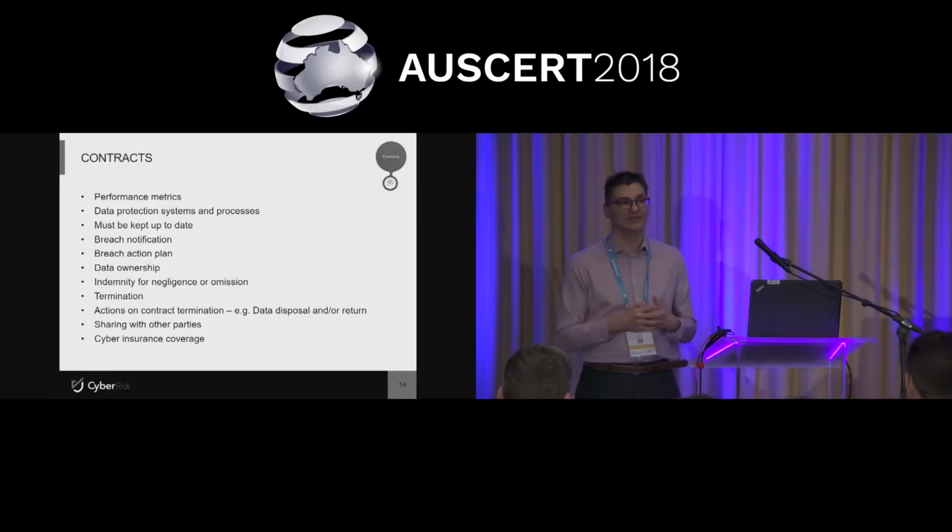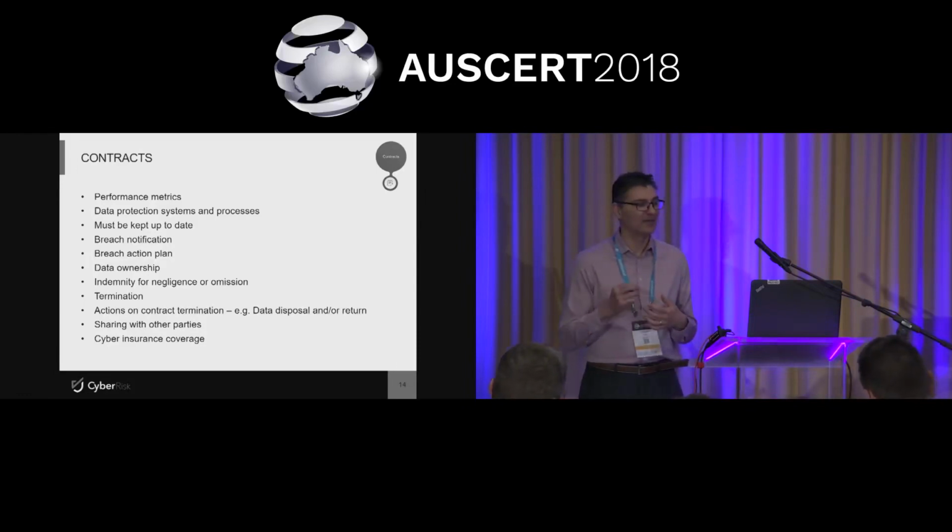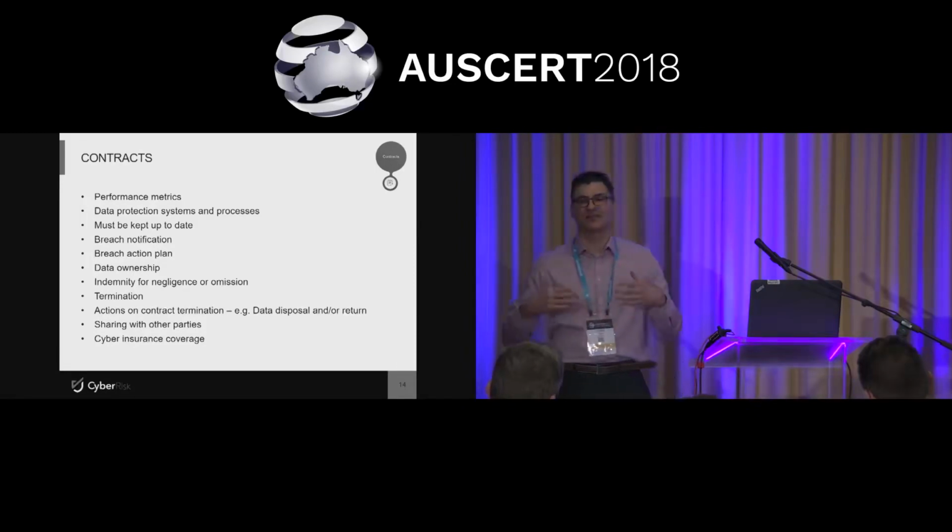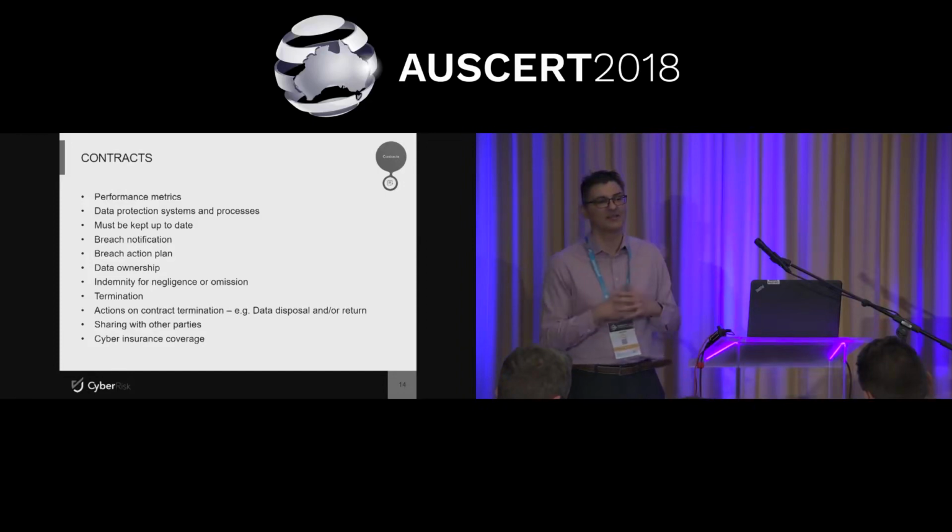How will you measure the third party's performance? Data protection systems and processes. So what controls does the third party have? You should actually stipulate the controls that the third party has, what types of systems they should have in place, and what types of measures they should have.